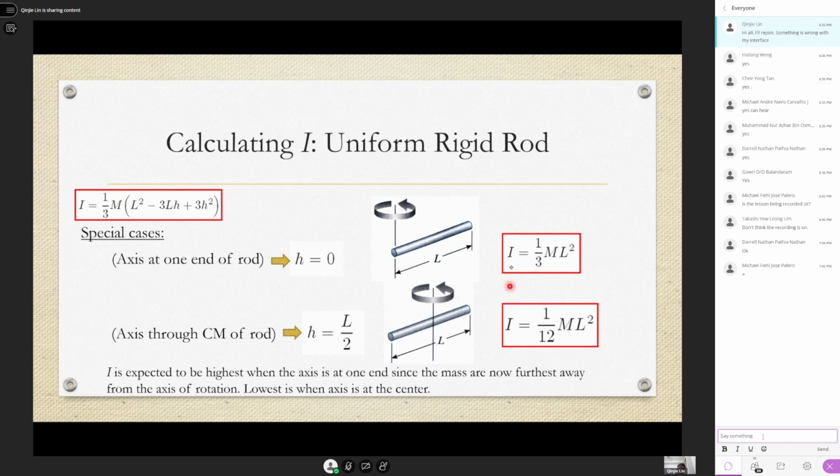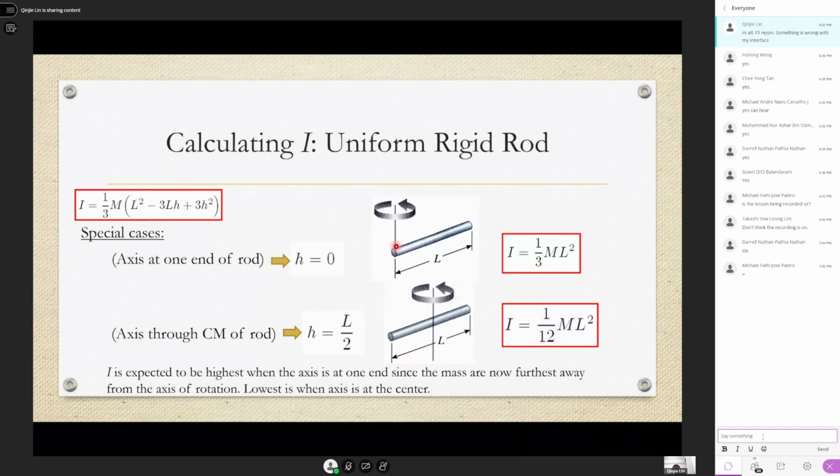To compare these two, same shape but different axes, they have different values, right? But another thing you can observe is that when the axis is at one end, it has a much higher value than the one at the center, correct? I is expected to be highest when the axis is at one end, since the mass is now furthest away from the axis, and lowest when the axis is at the center. It's like some resistance.